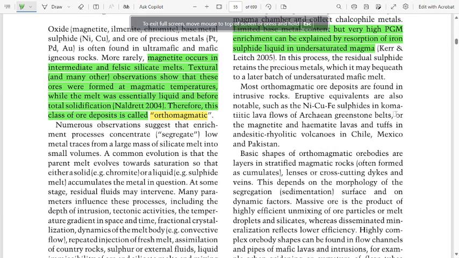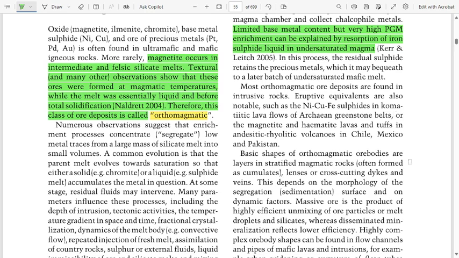In this process, the residual sulfide retains the precious metals, which it may bequeath to a later batch of undersaturated magmatic melt. Most orthomagmatic ore deposits are found in intrusive rocks. Eruptive equivalents are also notable, such as the nickel, copper, iron sulfides and komatiite lava flows of Archean greenstone belts, or the magnetite and hematite lavas in andesitic to rhyolitic volcanoes in Chile, Mexico, and Pakistan.